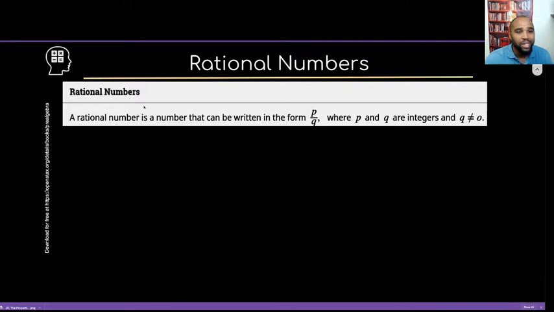First of all, what is a rational number? The rational number, if you notice, has the word ratio in it. So you can still think about it as a ratio. A rational number is a number that can be written in the form P over Q, or as a ratio between two values, where P and Q are some integers and Q is not equal to 0.